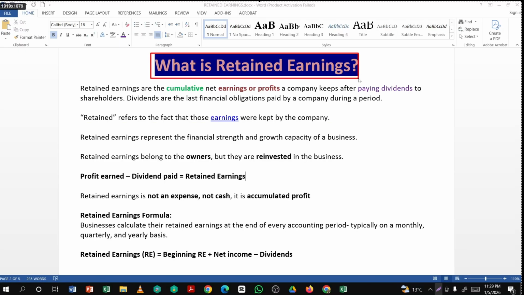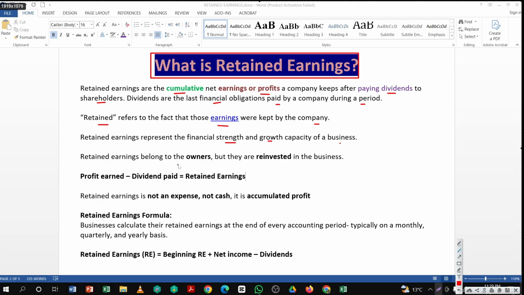What is retained earnings? Retained earnings are the cumulative net earnings or profit a company keeps after paying dividends to shareholders. Dividends are the last financial obligations paid by a company during a period. Retained refers to the fact that those earnings were kept by the company. Retained earnings represent the financial strength and growth capacity of a business.